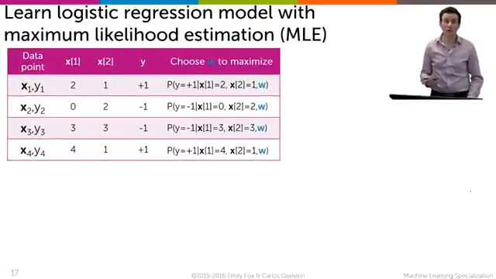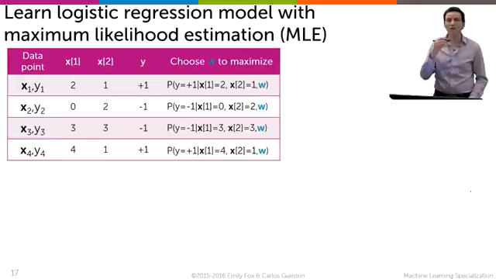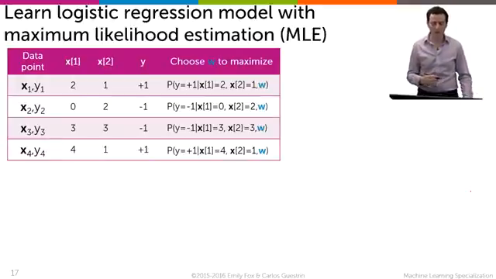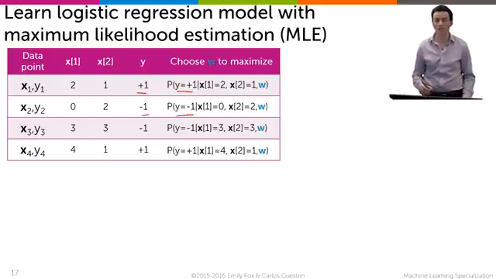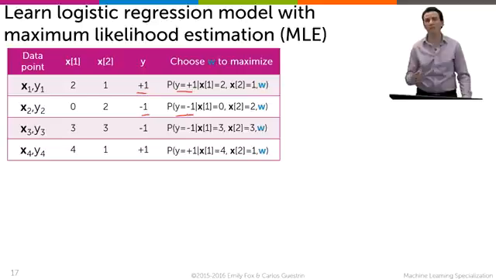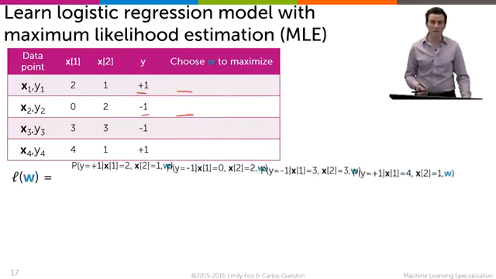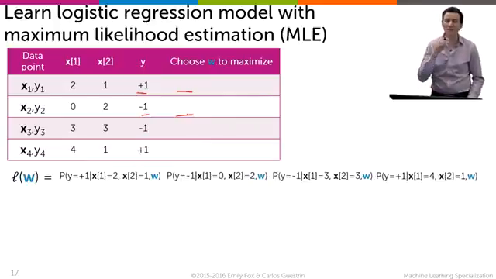Okay, so let's do that a little bit more explicitly. Now we have these data points 1 through 4, and for each one of them, we're trying to maximize a specific probability. For the positive examples, we maximize the probability that y equals +1. For the negative examples, the probability that y equals -1, given the parameters w, and we find the w that makes those as big as possible. So the likelihood function, the thing we're trying to optimize, is the product of each one of these probabilities.